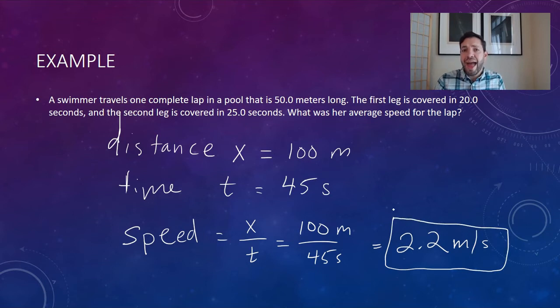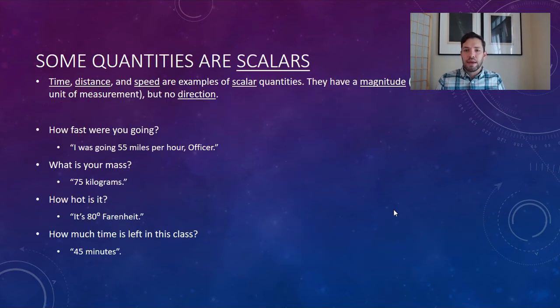So that is her average speed for this lap. Pretty straightforward. As we talk about the difference between speed and velocity, all of the units of measurement that we use in physics are either a scalar or this other thing called a vector, which we'll talk about in a minute. Scalars have a magnitude, so they have a number associated with them and a unit of measurement, but they don't have a direction.